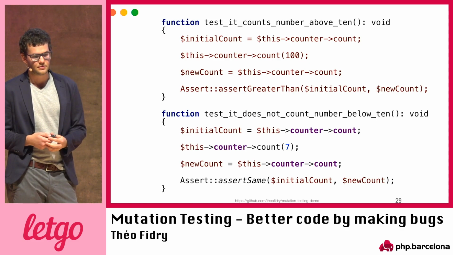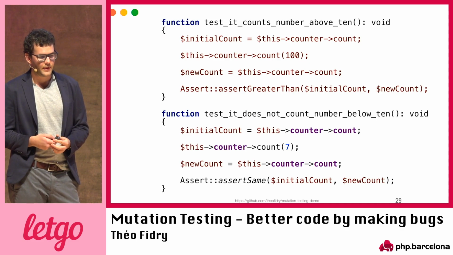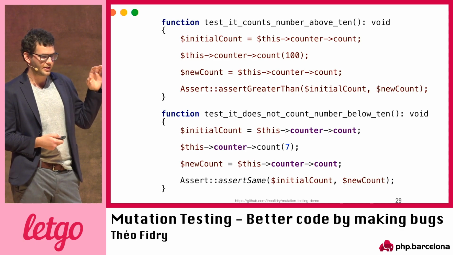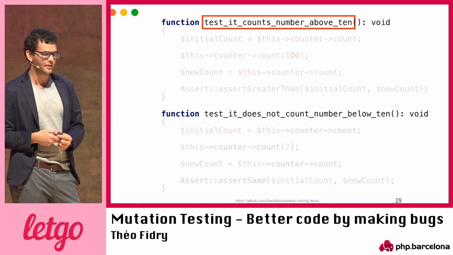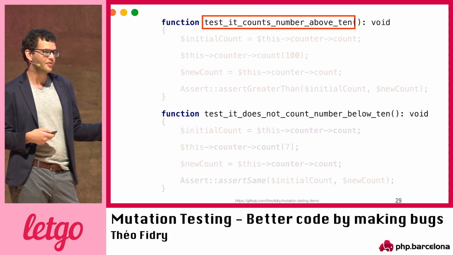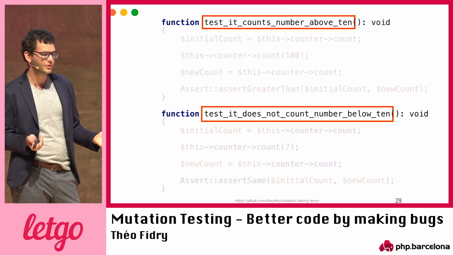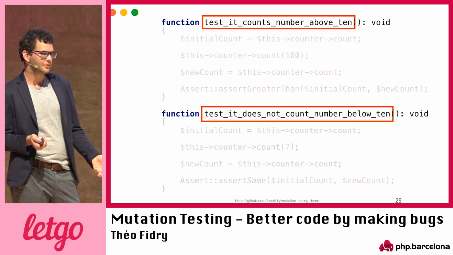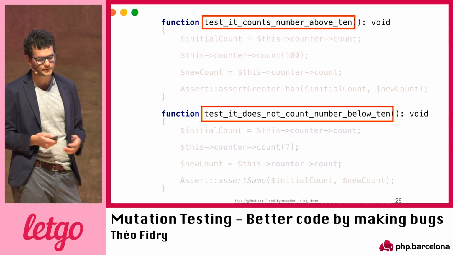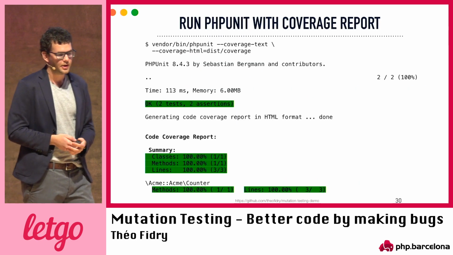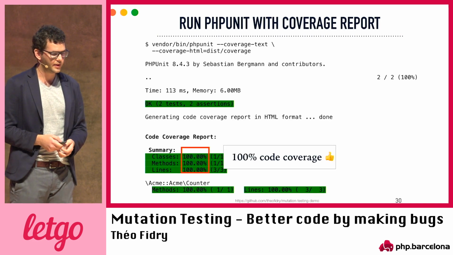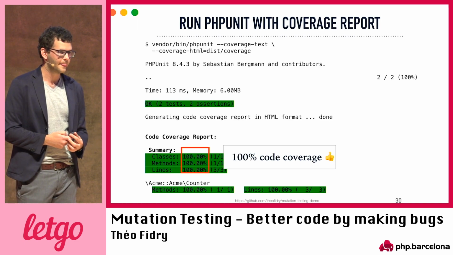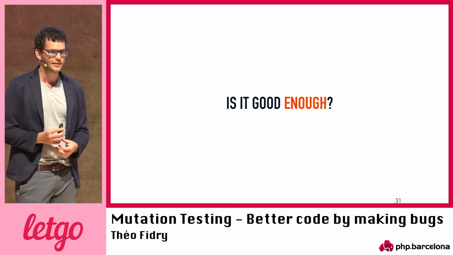And for this class, we have 2 tests. I'm not too interested in the actual implementation of these tests, so hopefully the names of the test methods are self-explanatory. One of the tests checks that if you pass it a number above 10, it's going to increment the counter, good. And that if that number is below 10, the counter is not going to get incremented. So we have those 2 tests. We run PHPUnit with code coverage, and we have 100% code coverage. And the question is, is that good enough?